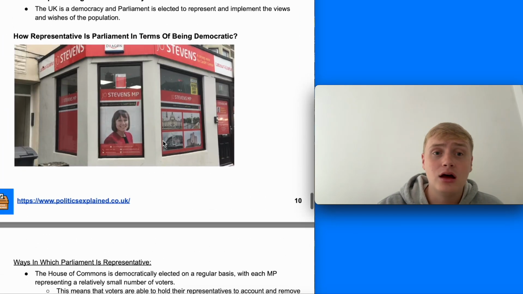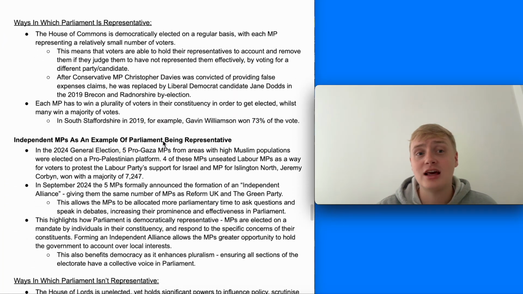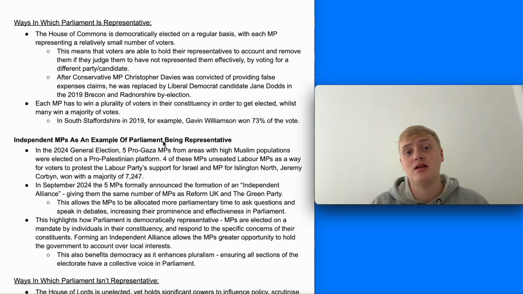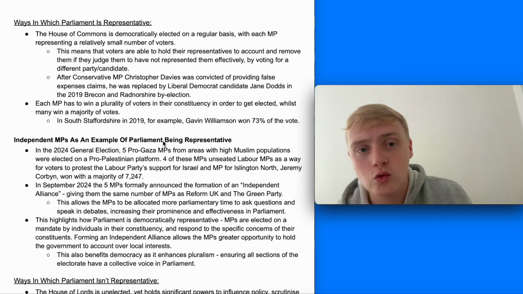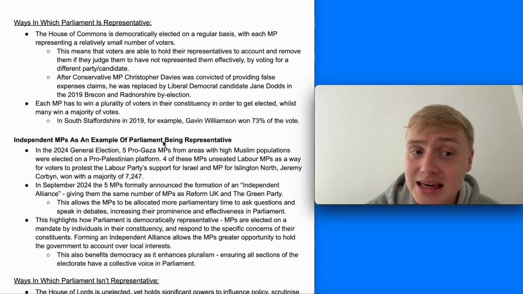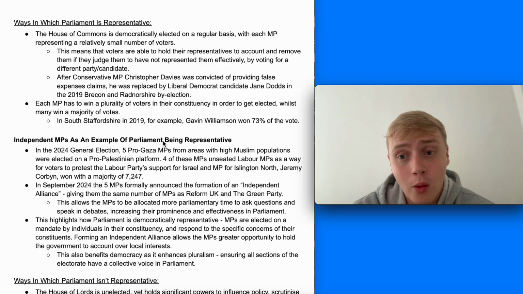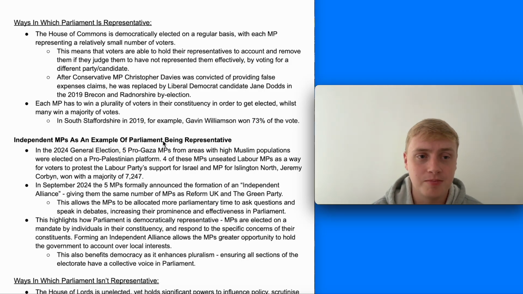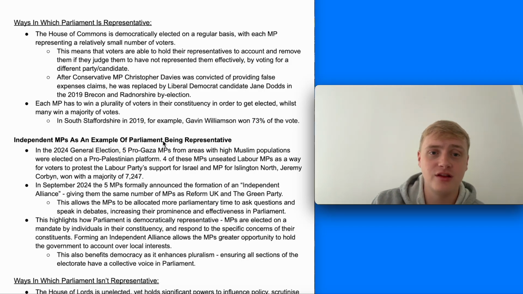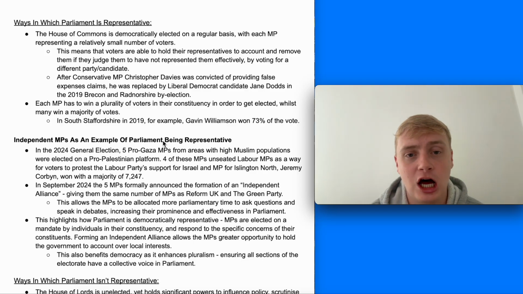Firstly, looking at whether it's democratic, some key ways we can say that Parliament is representative is that members of the House of Commons are democratically elected on a regular basis, with each MP representing a relatively small number of voters in their constituency, and that means that these voters can hold their representatives to account and remove them if they're judged to have not represented them effectively. And that's also including through the Recall of MPs Act, for example, but also more importantly, just at general elections, removing them. Each MP has to win a plurality of votes in their constituency in order to get elected, whilst many win a majority of voters.